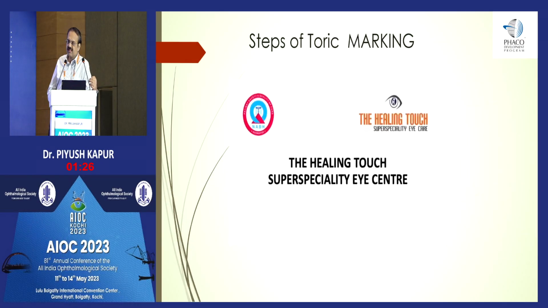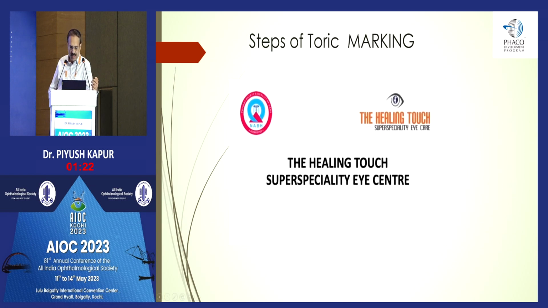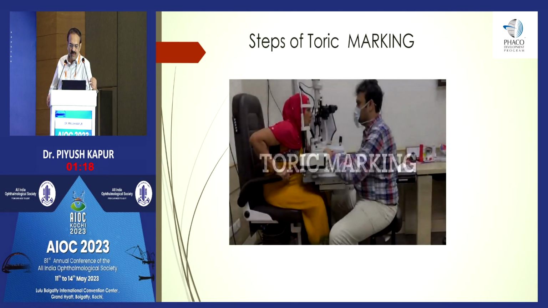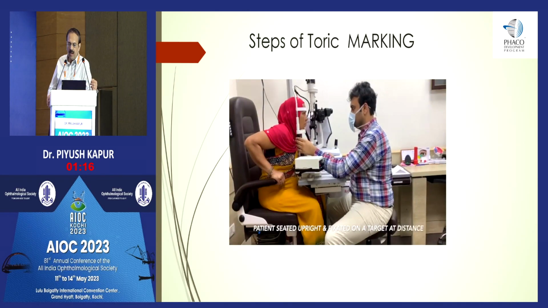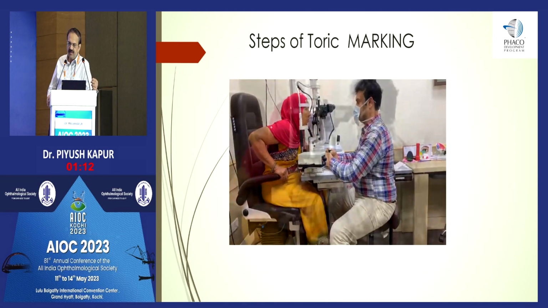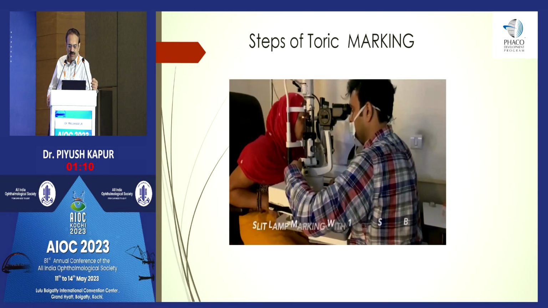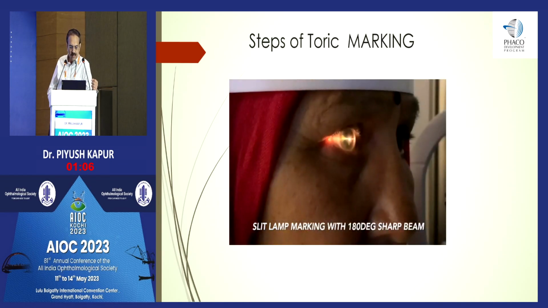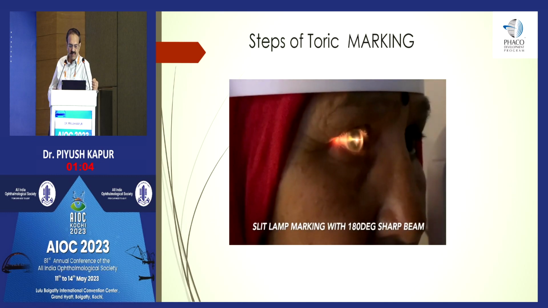So going on to the steps, how do we actually plan the surgery? I would say that first we do the toric marking. There is a small video which demonstrates how I do the toric marking in my clinic. We make the patient sit at the slit lamp, ask the patient to look absolutely straight by giving a distant target, and see the 180 marks on the cornea.